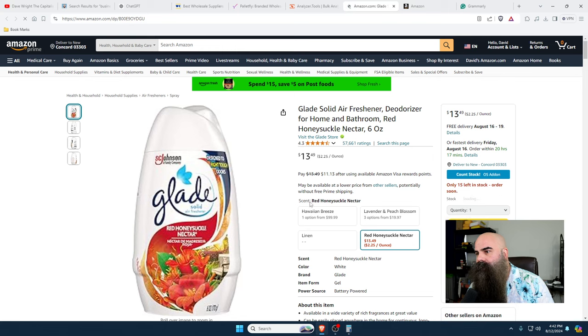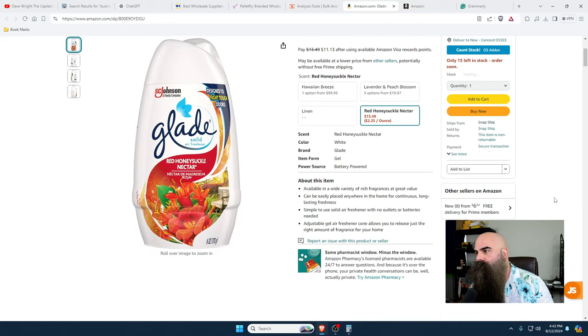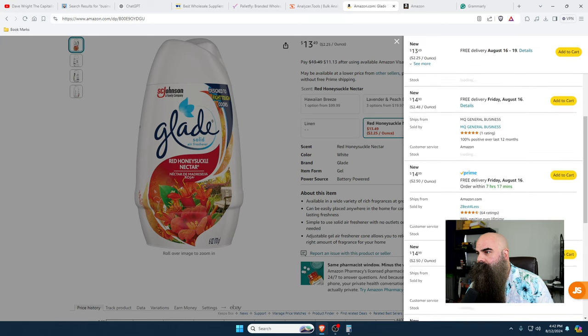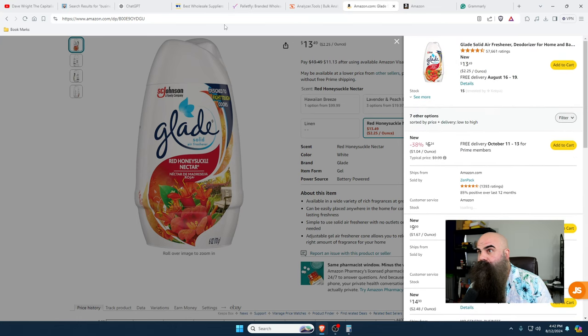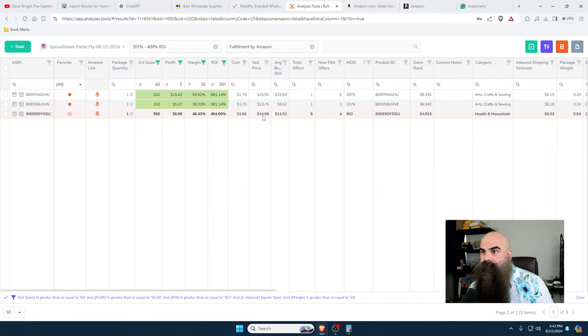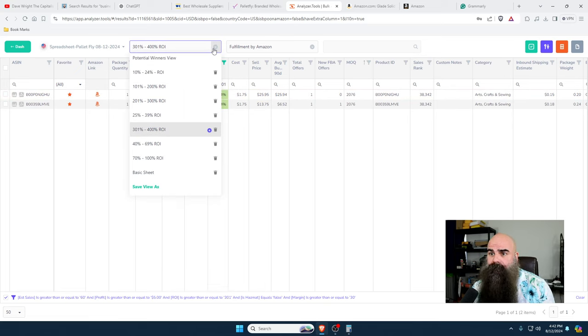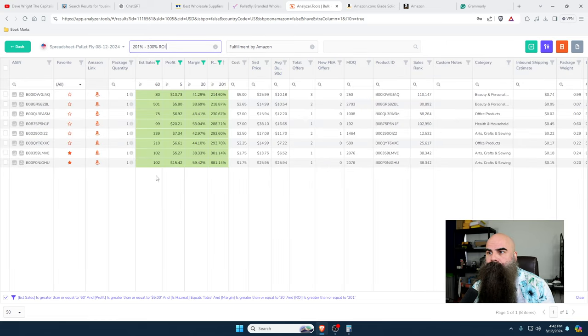Here's Glade. This is a four pack, $1,349. Again, price too high. The FBA is pretty cheap. The actual price has been $1,152. All right, so both of these on this first page, no good. I go to the next page. That was 300 to 400%. We're going to go 201 to 400%.